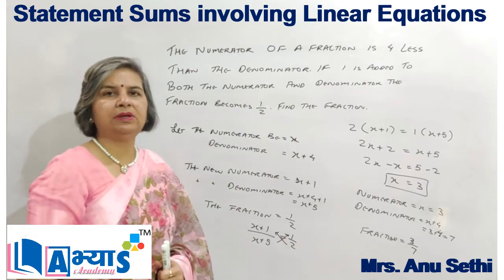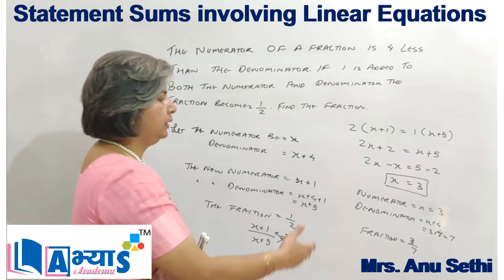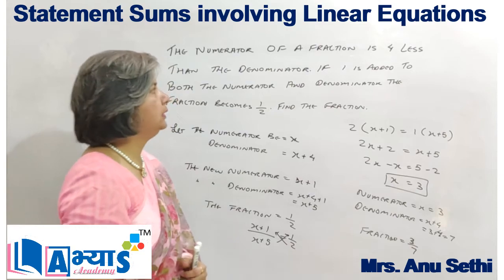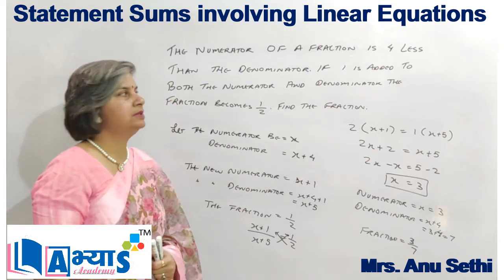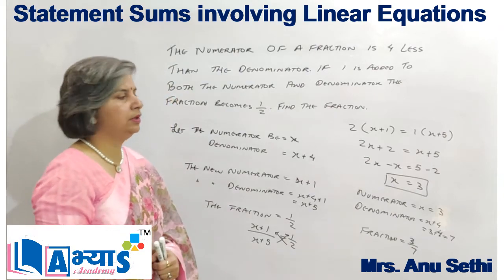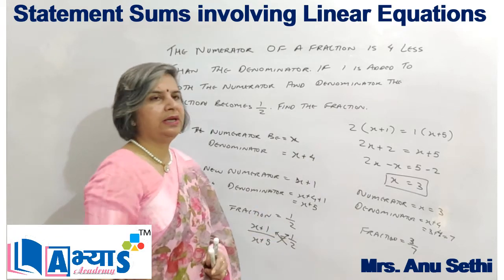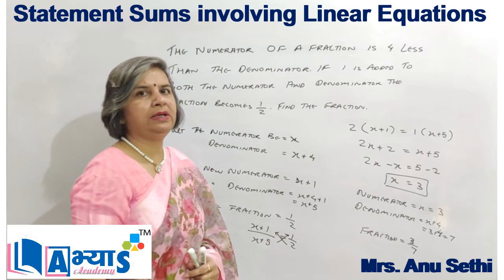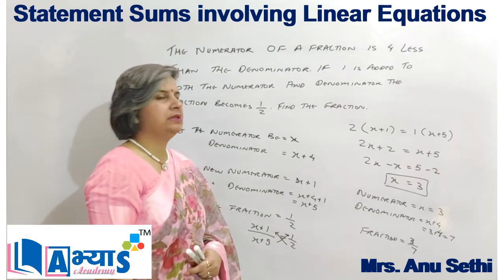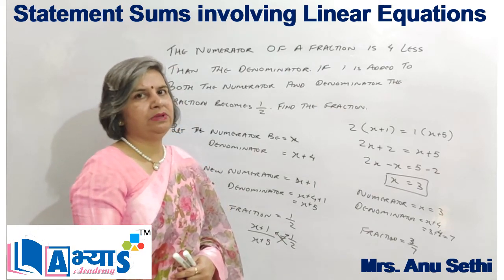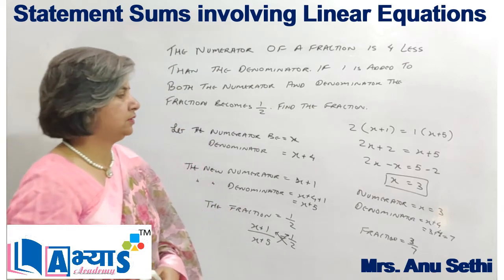To verify whether the answer is right or wrong, I have used the values I have found in the second statement. That means if 1 is added to the numerator and the denominator. For that I added 1 to 3, I got 4, and in the denominator I added 1, I got 8, and 4 by 8 is 1 by 2. So we can say that the answer is justified. Hence we can say that the fraction is 3 by 7.